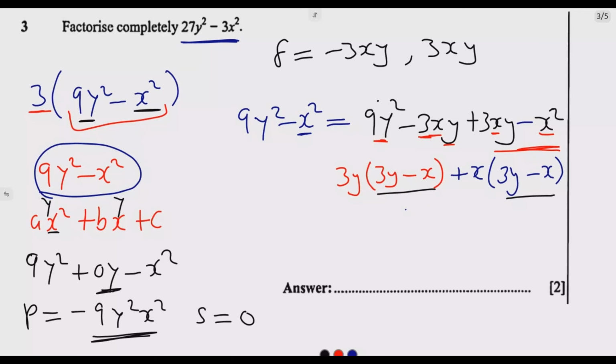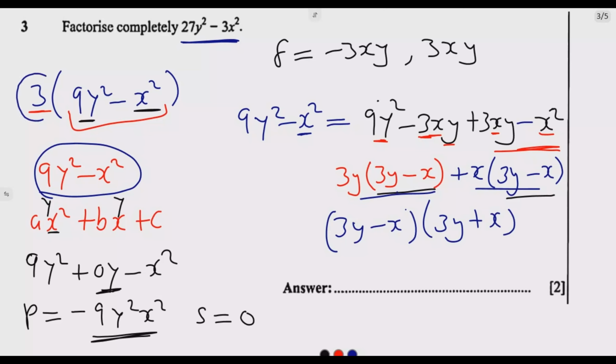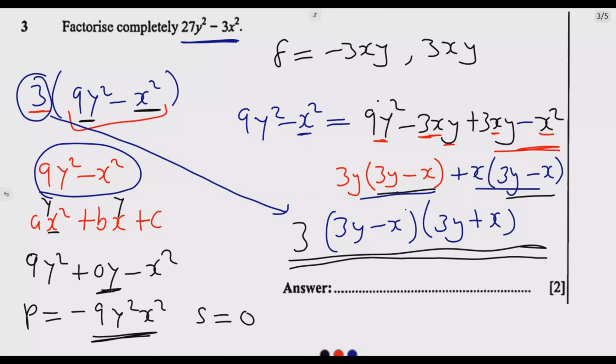So now this is common outside, so it's going to be 3y minus x. Then into this one we remain with 3y, and into this one plus x. Then remember we had this 3, so we just bring it in front, and we end up with 3 outside. Then this is the factorized version of this expression.